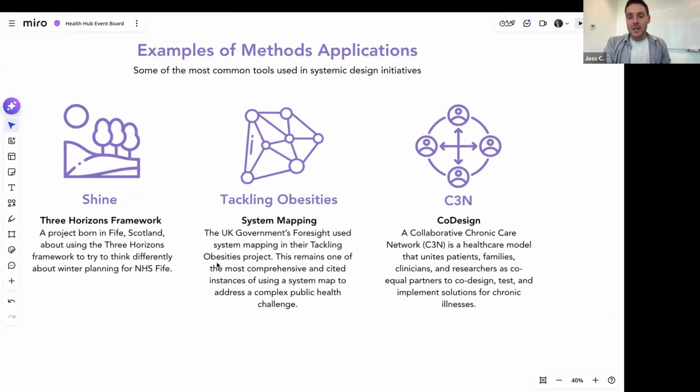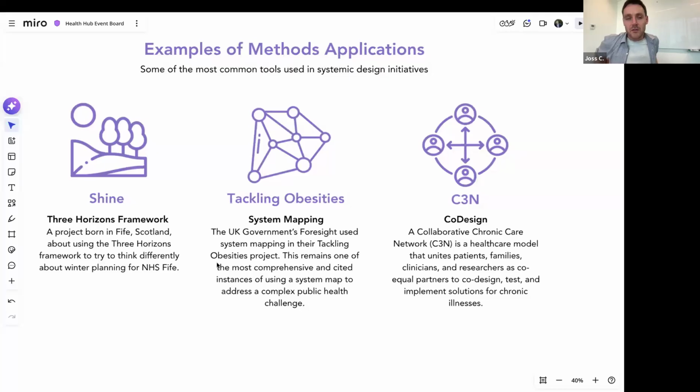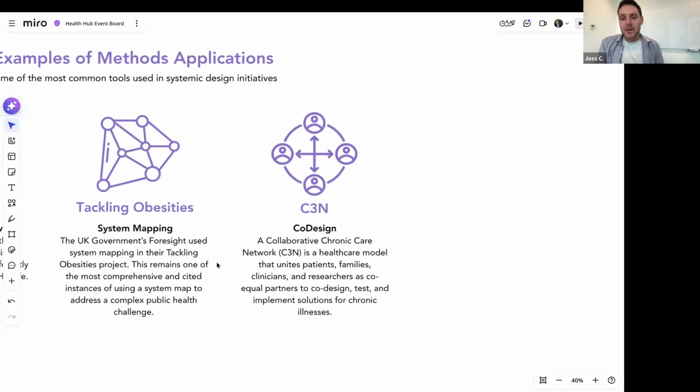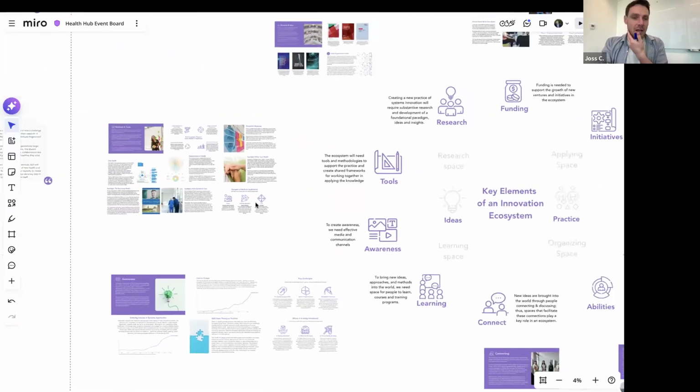There's a couple of examples of how different tools and methods have been used. The Three Horizons in Scotland to think about winter planning for the NHS. In Fife, and systems mapping. Maybe you've seen this one from the UK government, somewhat overwhelming map of all the different factors affecting obesity. Co-design. The Collaborative Chronic Care Network is a healthcare model that unites patients, families, clinicians, and researchers as co-equal partners to co-design, test, and implement solutions for chronic illness. So some of the tools and methods.